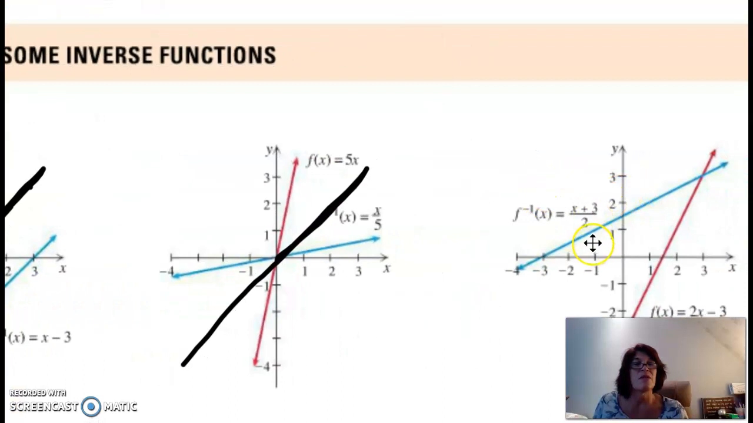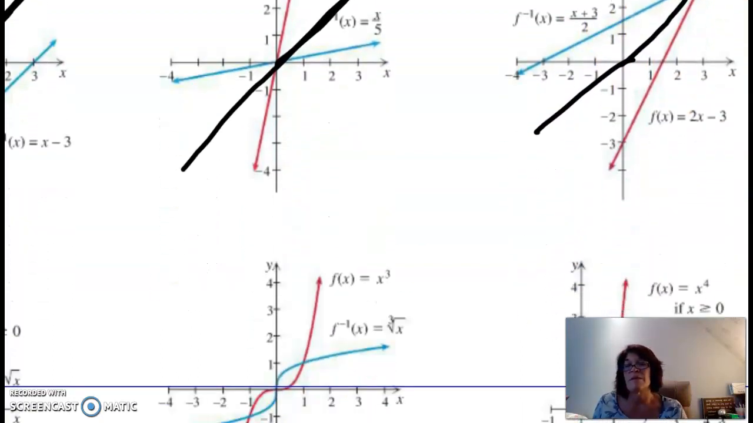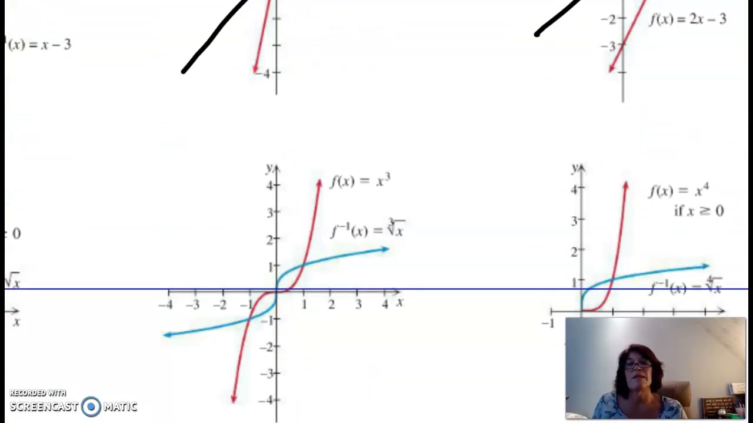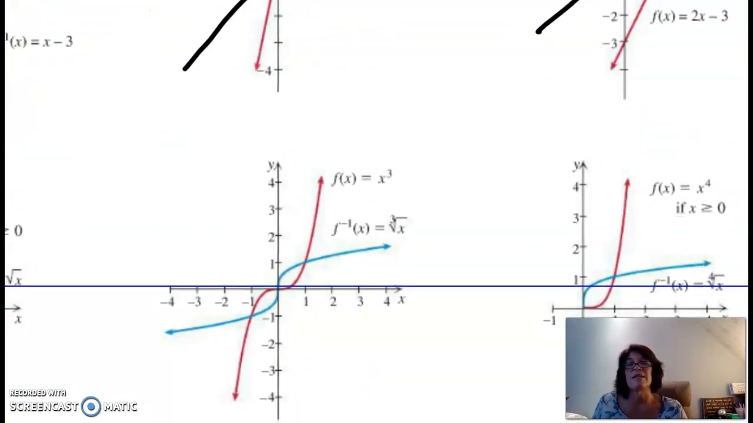Here's x plus 3 over 2. Here's 2 times x minus 3. They're symmetrical about y equals x. If I would graph y equals x, those two graphs are symmetrical about it. Okay? And then down here, some ones that we're not going to get into a lot.